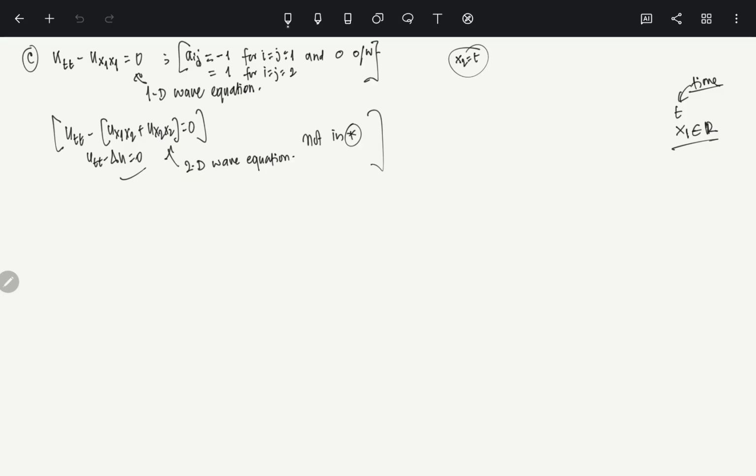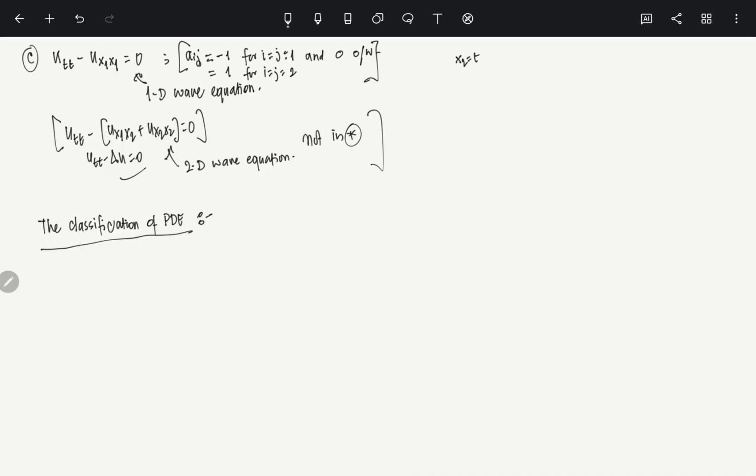Now the point is this: what we wanted to do is make a change of variable, which actually makes our life easier, so things look much simpler. To do that, we are going to start with the classification of PDE. So what does that mean? Let's just write it down.